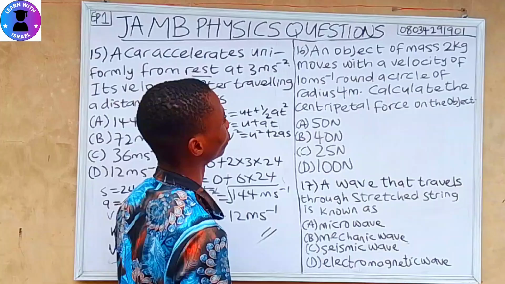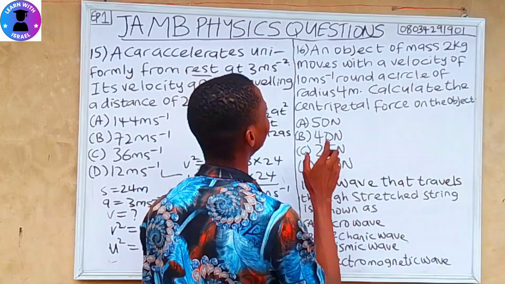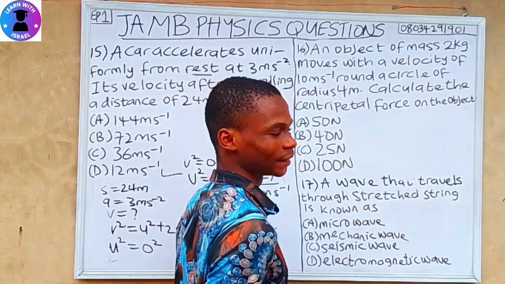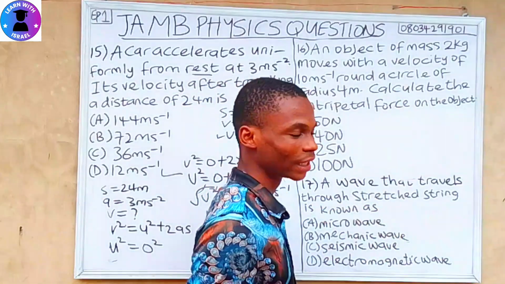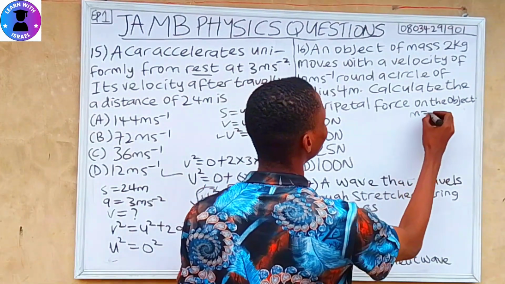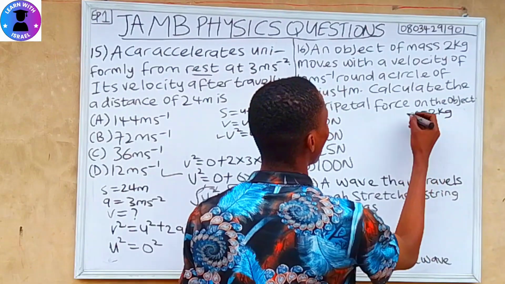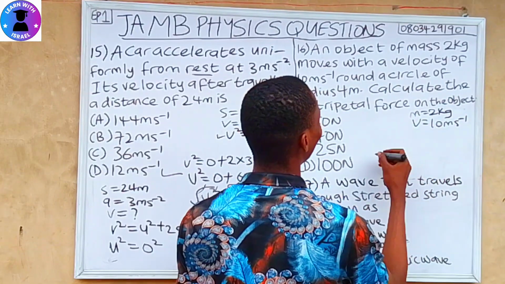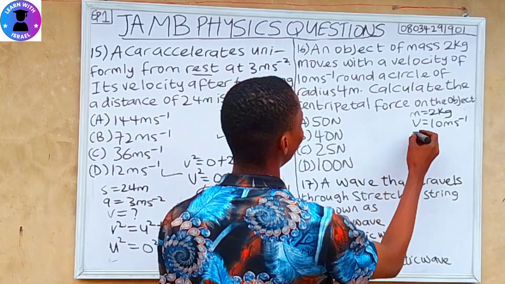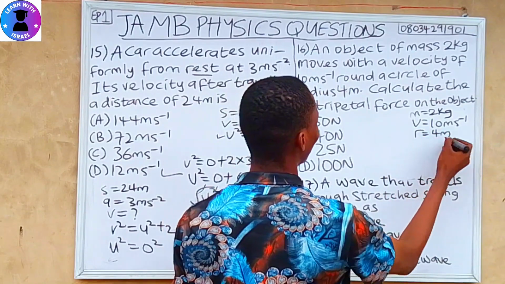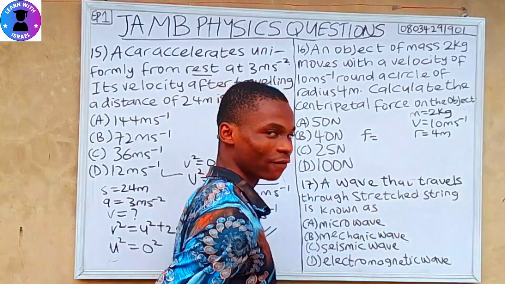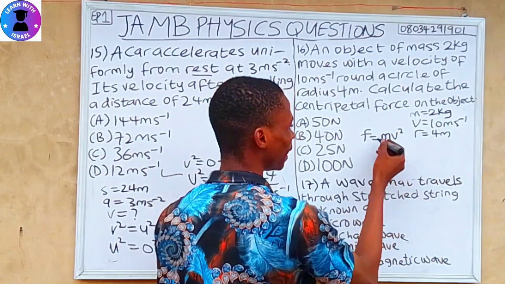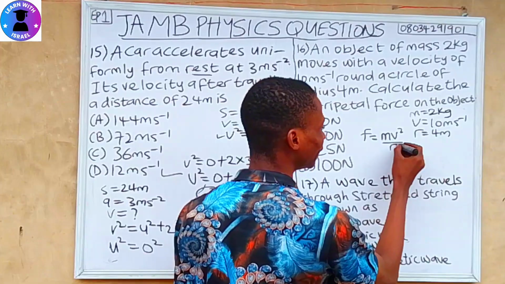Let's move to the next question. An object of mass 2 kg moves with a velocity of 10 meter per second. The best thing to do is to write out our givens. Our mass is 2 kilogram, our velocity is 10 meter per second, and our radius is 4 meter. So our centripetal force formula is mass times velocity squared over r.